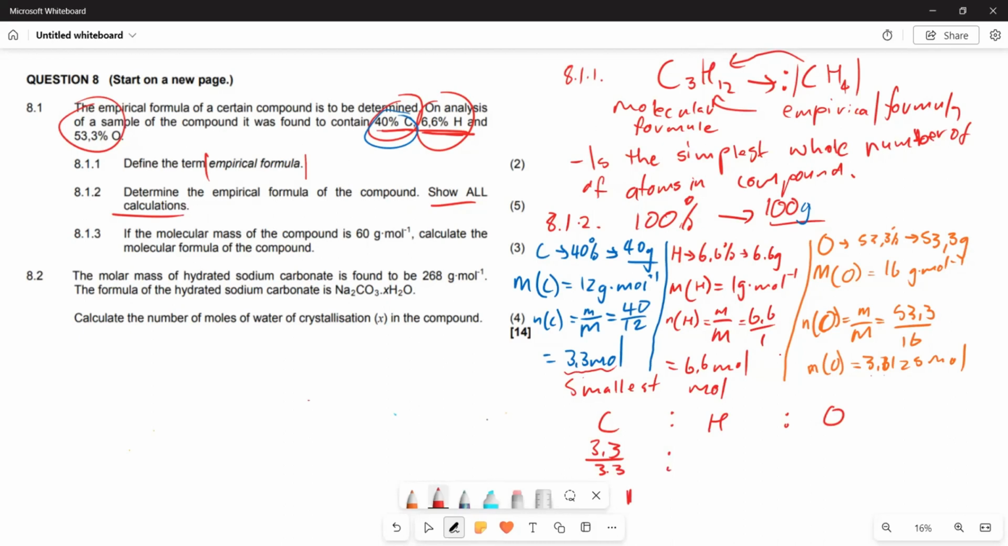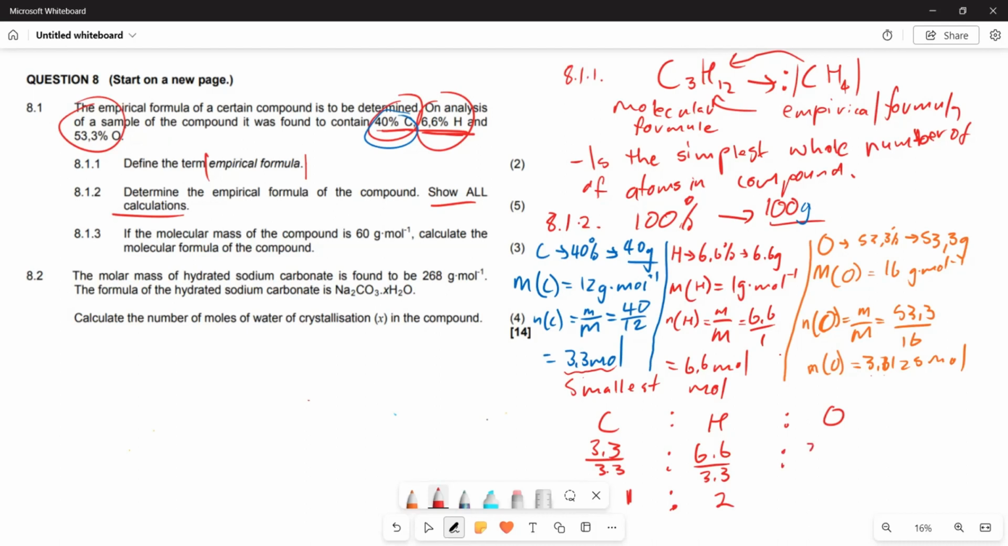And now we are continuing. What is this second one now? Your hydrogen. You're given that this is 6.6 mole, and you're dividing by the smallest mole. And what is the smallest mole here? It is 3.3. And when you divide 6.6 with 3.3, you'll realize that the ratio that you're going to have is going to be 2. And after that, what is it that you're going to do?